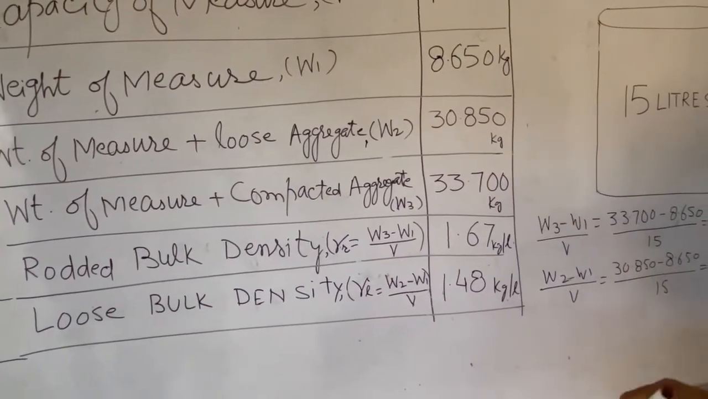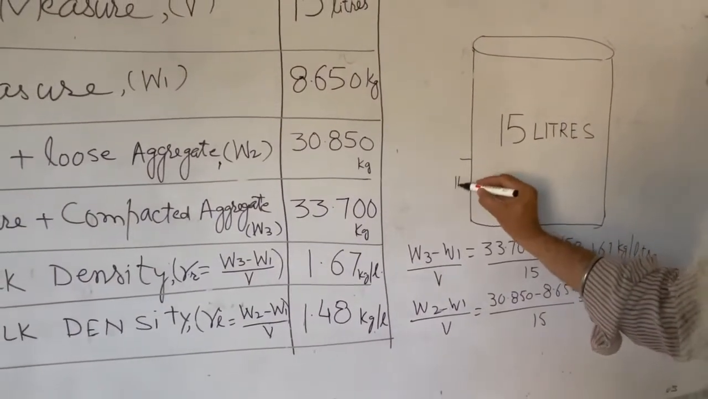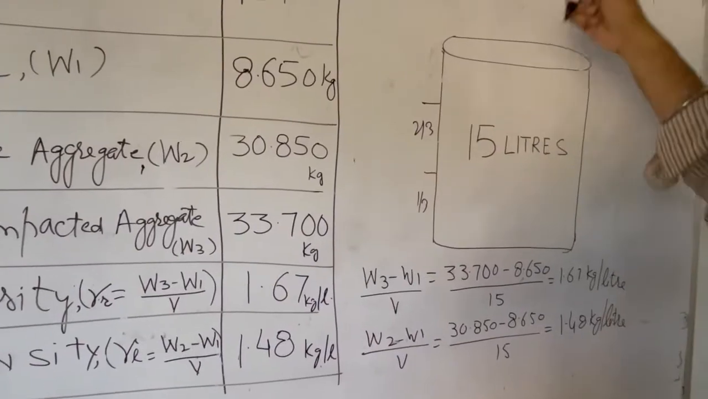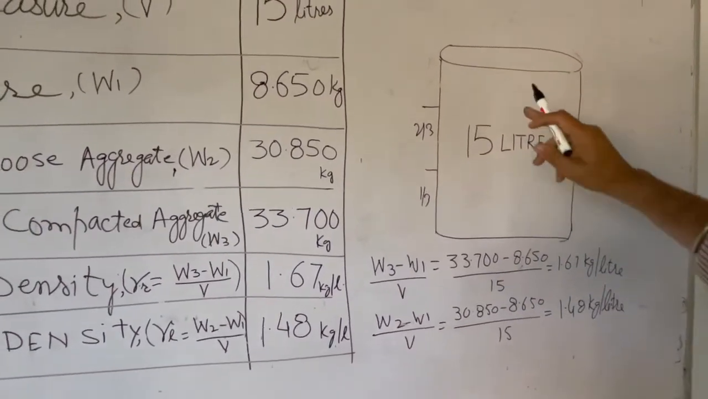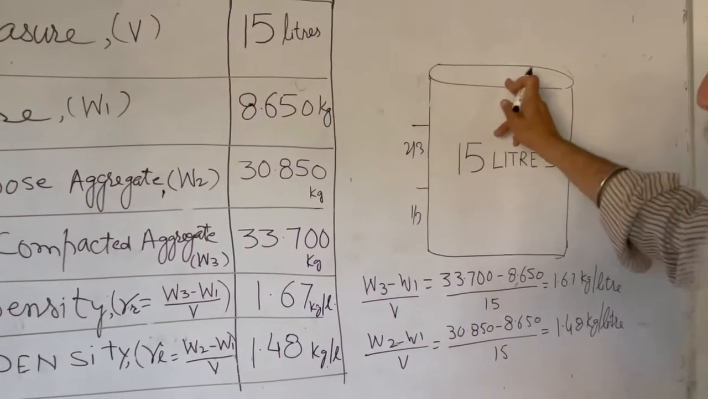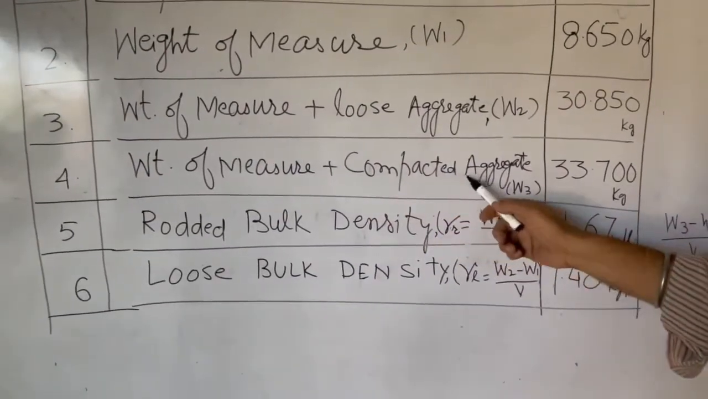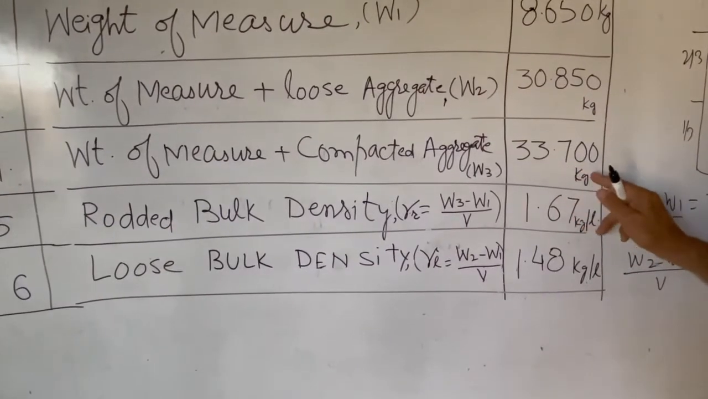Then after this, we fill up this container in three layers. First 1/3, then 2/3, and it is well compacted with the help of the tamping rod. So after filling this container in three layers and making the surface level, this comes to be the weight of measure plus compacted aggregate, denoted by W3, 33.7 kilograms.